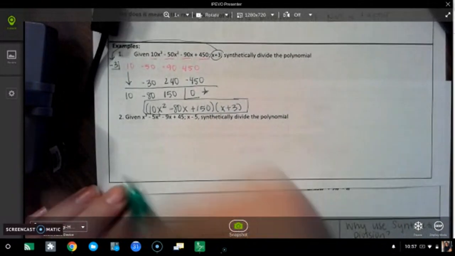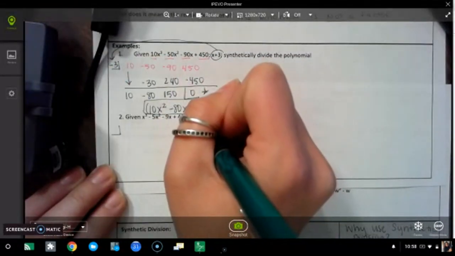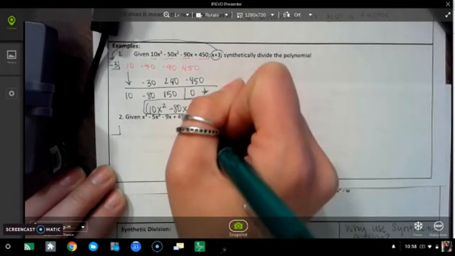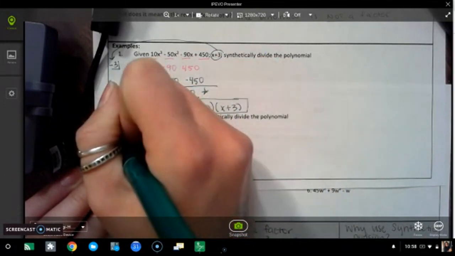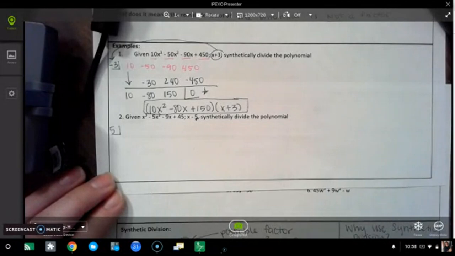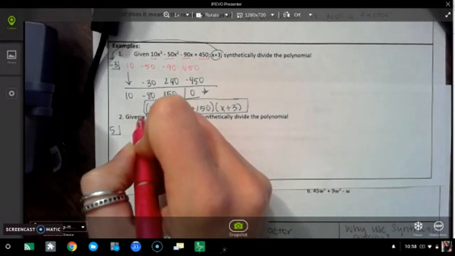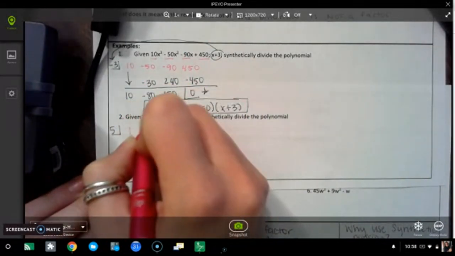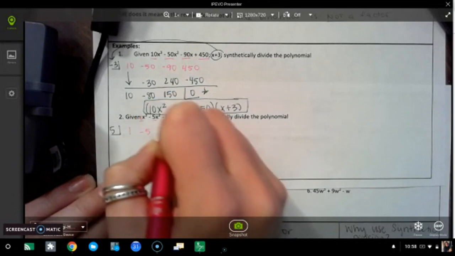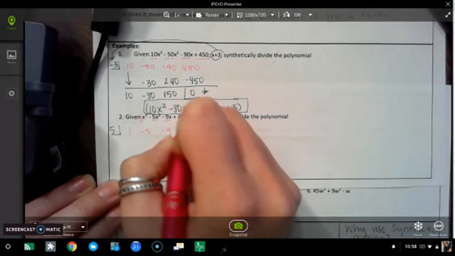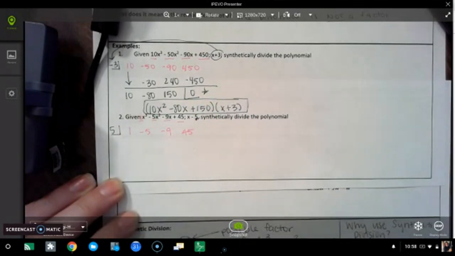Our last example, we take this one, it's going to be a -5, so it's an x minus 5, which gives me a +5 right here. Write our coefficients down. If there's nothing, it's just a 1. So 1, -5, -9, and 45.